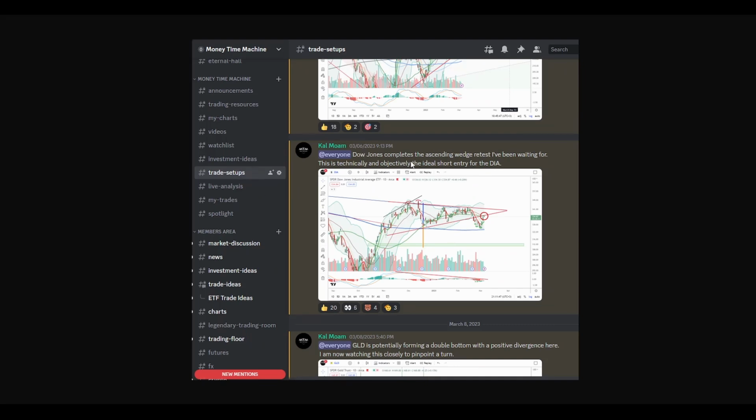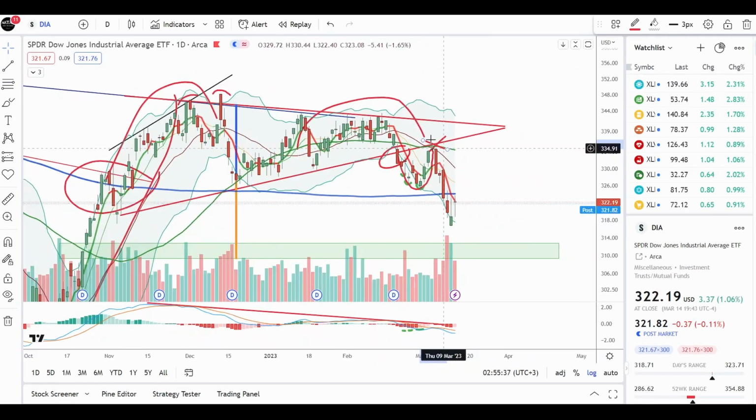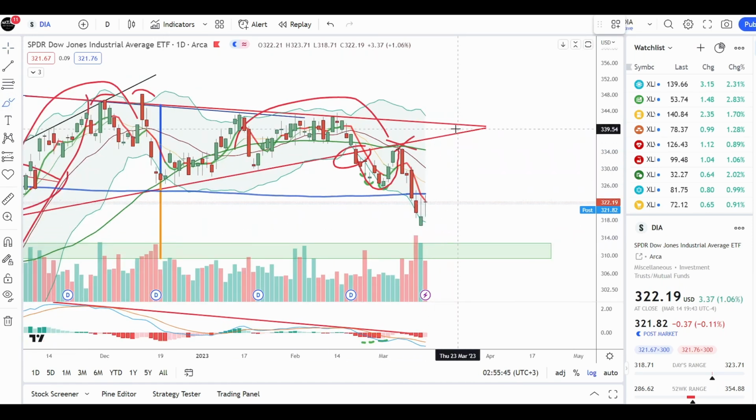That's exactly what happened. I shared this on March 6th in the trade setups channel inside the trading community. Dow Jones completes the ascending wedge retest I've been waiting for. This is technically and objectively the ideal short entry for the DIA. And if you notice, guys, look at this. Perfect rejection, massive sell-off, took out this prior low. What's going to happen now? Well, we are in the midst of this dead cat bounce.